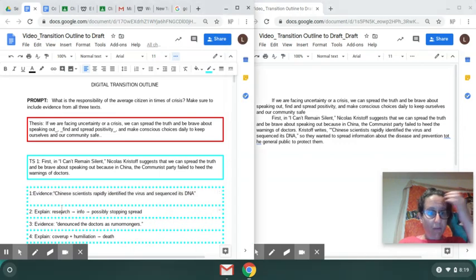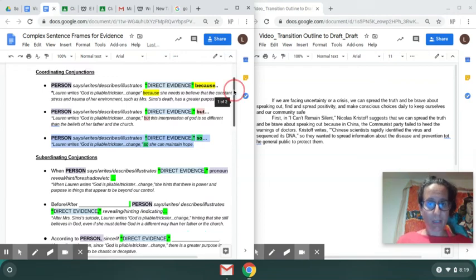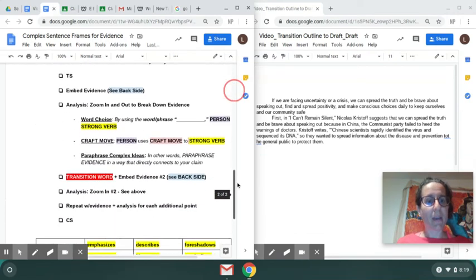So now I'm ready for my next step to analyze this. And so in order to do that, again, I come back here. I see where I'm at on my transition or on my checklist. I've embedded my evidence. So now let me analyze it. I could focus on the word choice. I could think about a craft move, or I can really jump into the complex idea. So that's the one I decided to do.